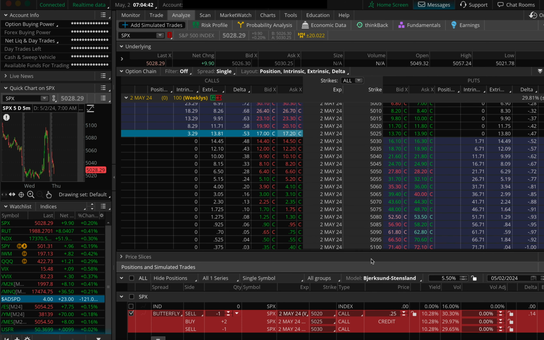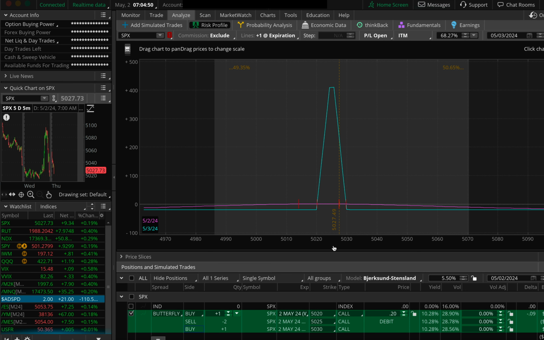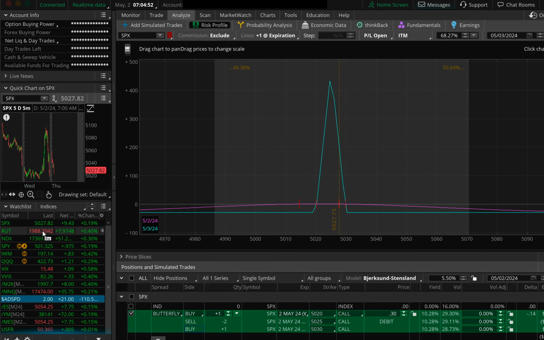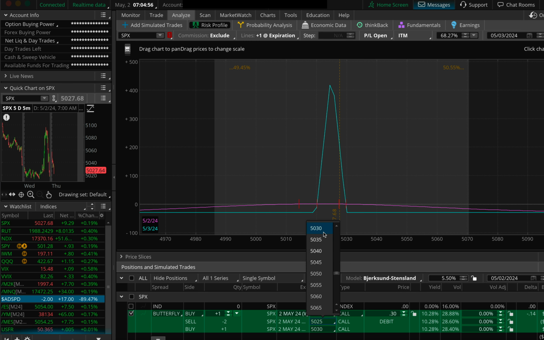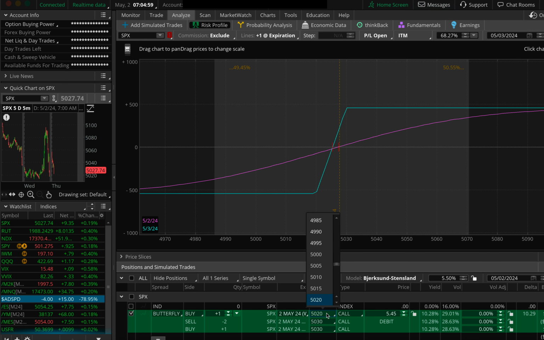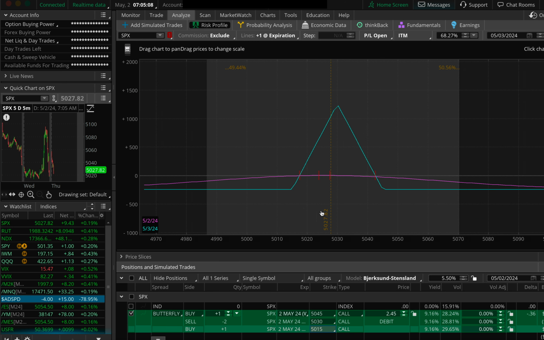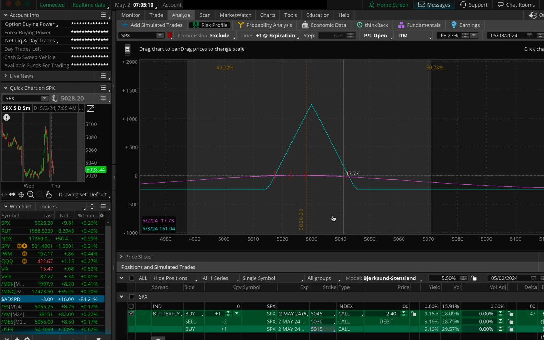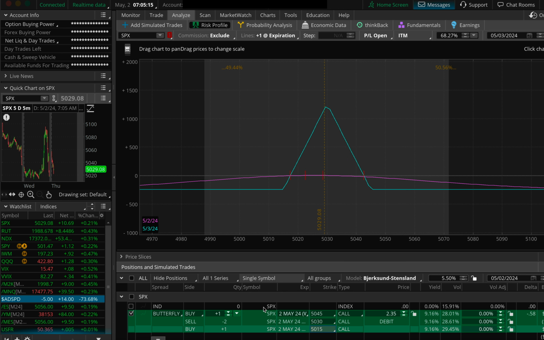So we'll say butterfly, and then we'll come over here. We want to buy a butterfly, not sell it. And then the middle strike is at 50. Let's say 50.30, and 50.30 plus 15 is 45, and the lower leg is going to be 15. So there's our 15 pointer. Okay, so there's that one.